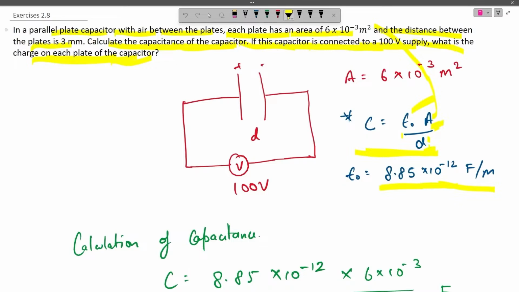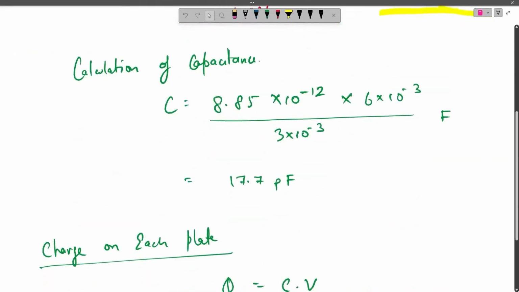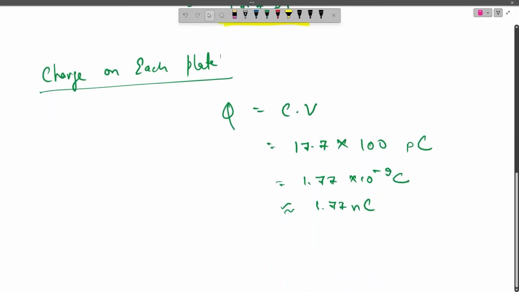Now substituting these values, we will get a value of 17.7 picofarad for the capacitance. And for the charge on the capacitor, given the potential difference, we know its expression is C times V, or capacitance times voltage. Now capacitance is 17.7 picofarad and the voltage given is 100 volt. So its result would be 1.77 nanocoulomb. Thank you.